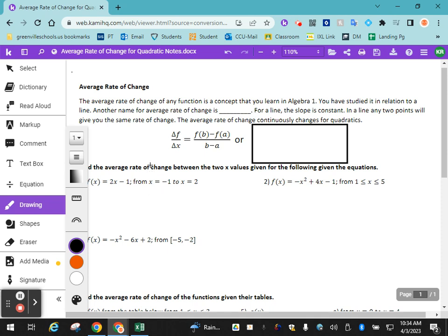Okay, today we're going over a concept you should already know, the average rate of change. The average rate of change you learned in Algebra 1. The more known name for that is slope.